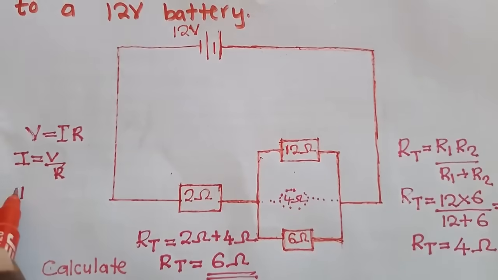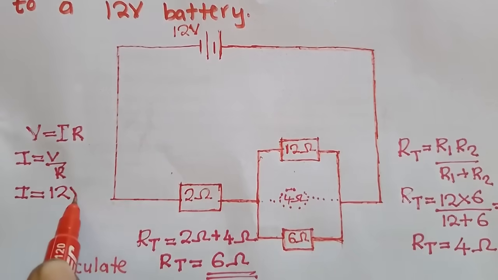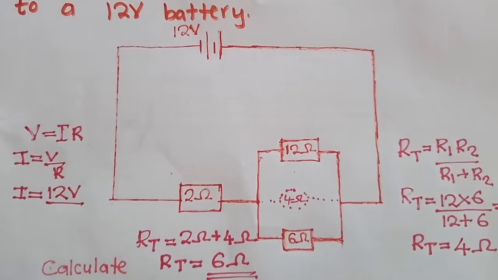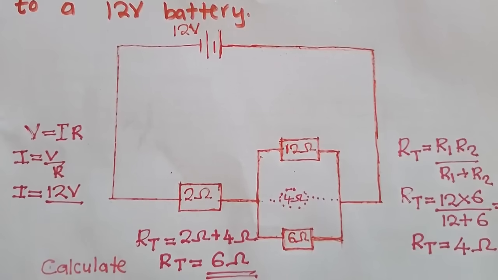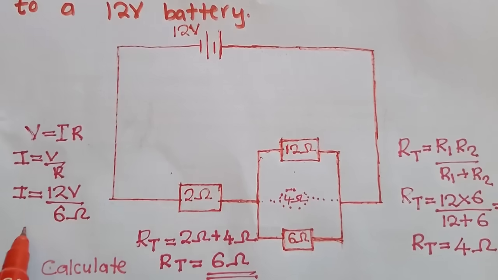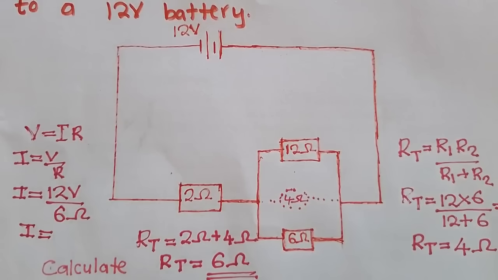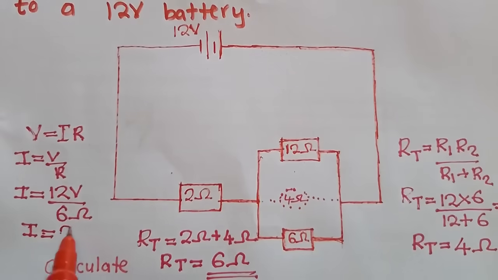So now you say current is equal to, what is your voltage? The voltage is 12 volts, over what is your resistance? You've calculated it, it is 6 ohms. So current will now be equal to what? When you divide here, you are going to have 2.